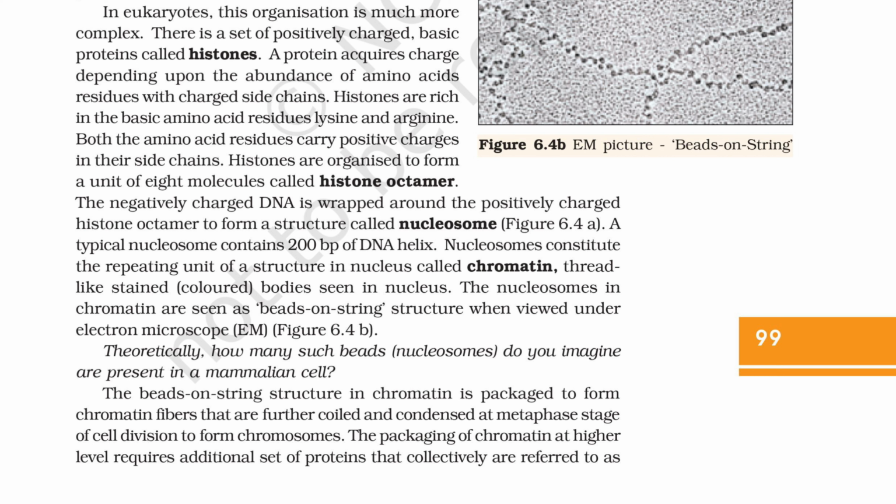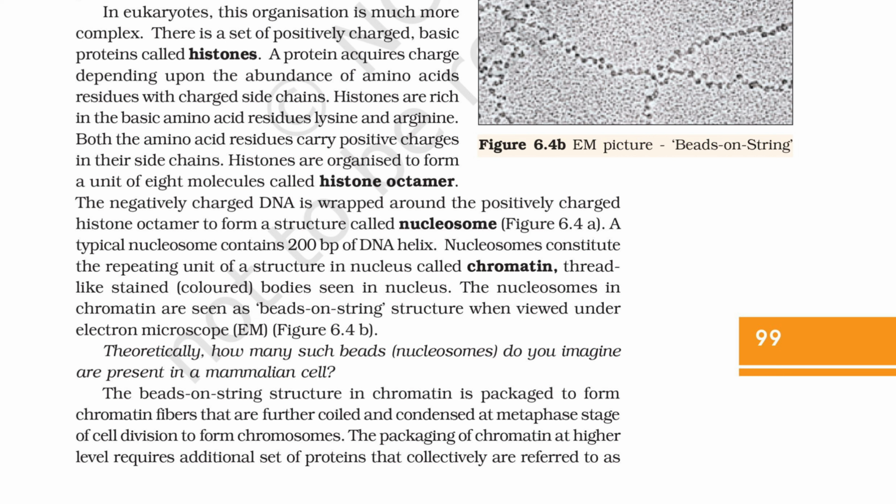In eukaryotes, this organization is much more complex. There is a set of positively charged, basic proteins called histones. A protein acquires charge depending upon the abundance of amino acid residues with charged side chains. Histones are rich in the basic amino acid residues lysine and arginine. Both the amino acid residues carry positive charges in their side chains.